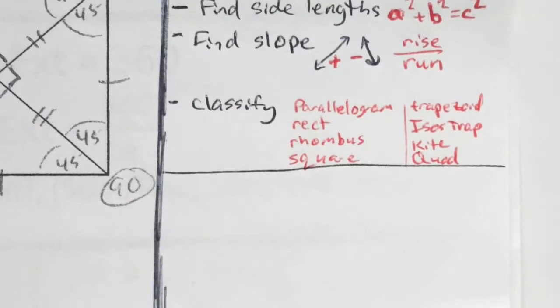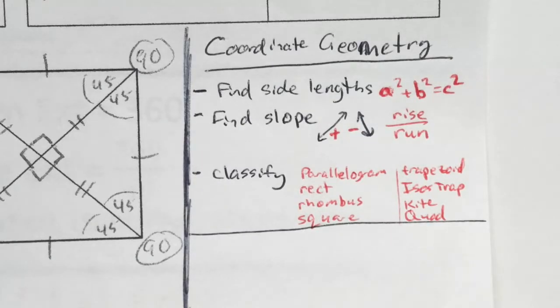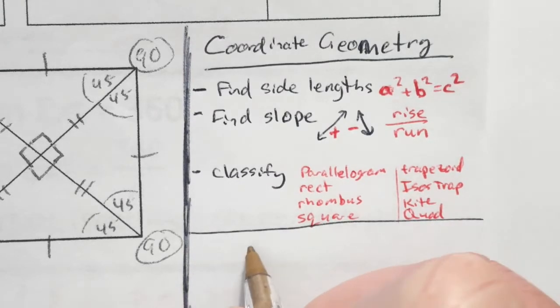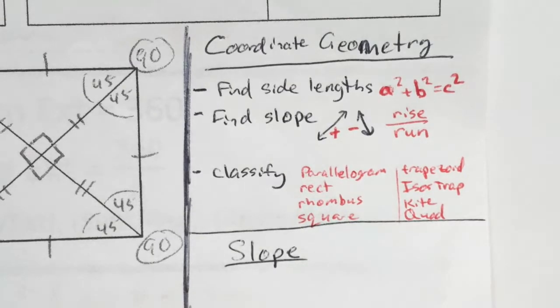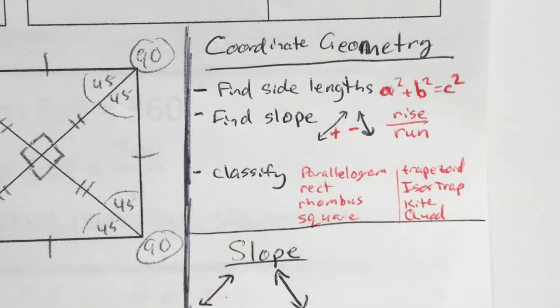Okay, so we have that. Now that we have those, now what are the next things that we need to talk about? For slope, let's talk about slope for a second. Okay, so just what we talked about just a second ago. For slope, remember, when it rises from left to right, it is a positive, and when it falls from left to right, it's a negative.